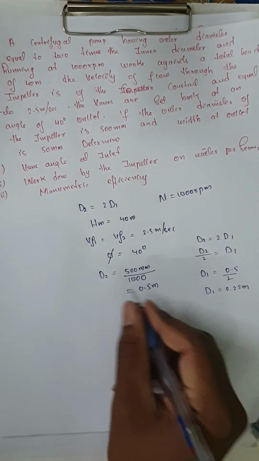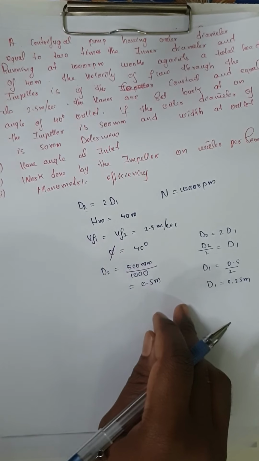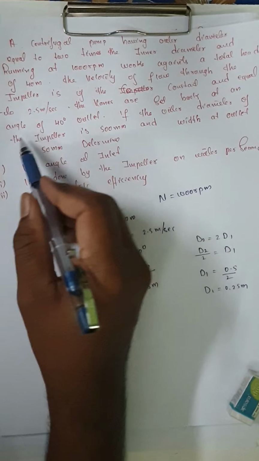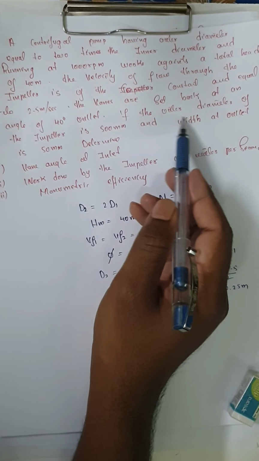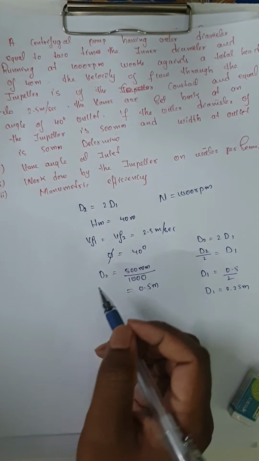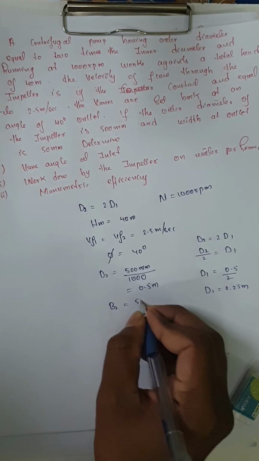You got the value of D1 as well as D2, because of this relation. After that, what is given here? If the outer diameter of the impeller is D2, and the width at the outlet is given, width is designated with B2. B2 is equal to how much?